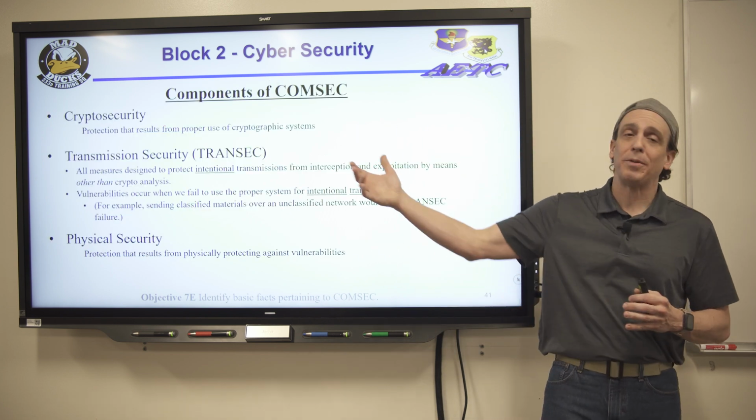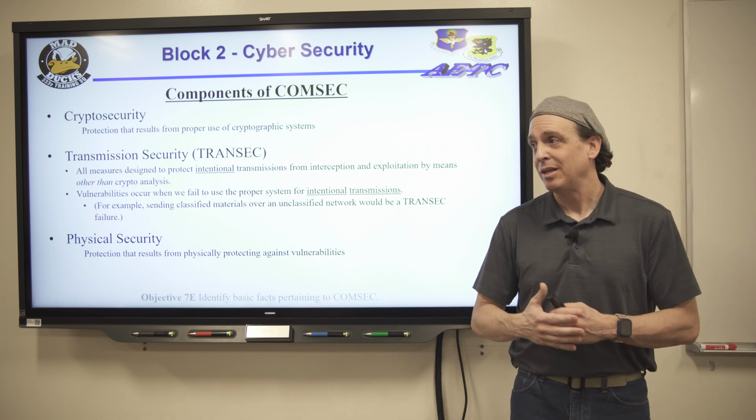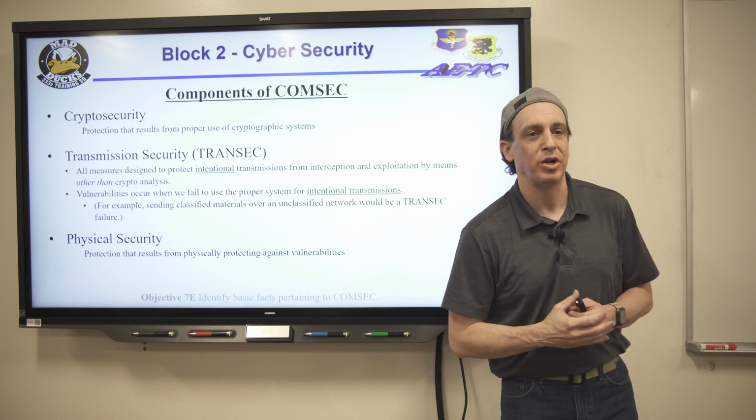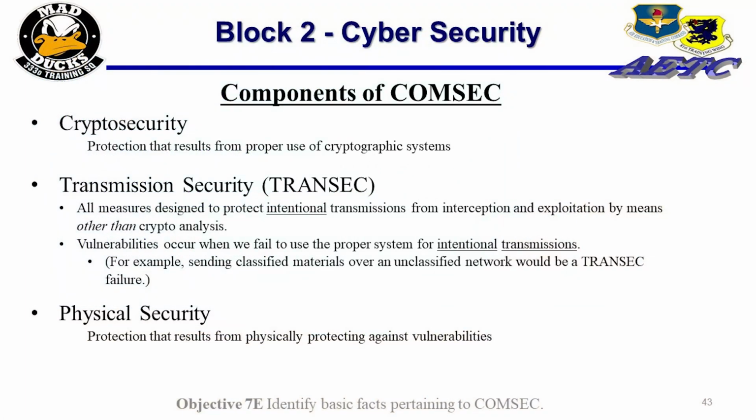If I use encryption and decryption correctly, this enables crypto security. Crypto security is protections that result from the proper use of cryptographic systems. I'm using encryption and decryption at a high enough level. I'm using the appropriate coding system. That's going to make it more difficult to break. I have guaranteed crypto security.